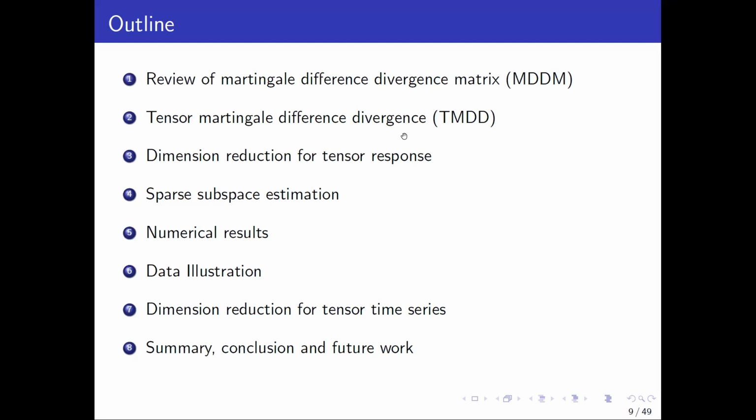And if I have some more time, I would like to briefly introduce another work that I have done, which is on dimension reduction for tensor time series, and then conclude the talk.